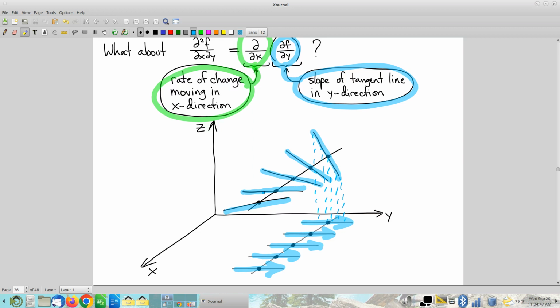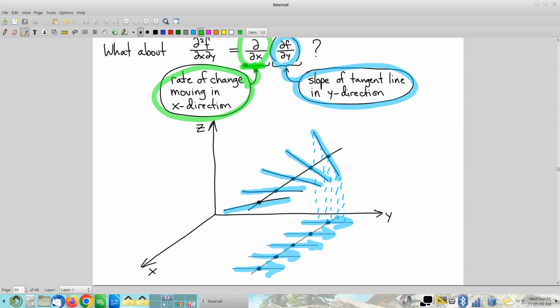Nevertheless, each one of these blue lines up here is a tangent line in the y direction to my graph, which again would clutter my picture if I were to try to draw it. Okay, those are the y partials. Now let's think about what the x partial is doing.